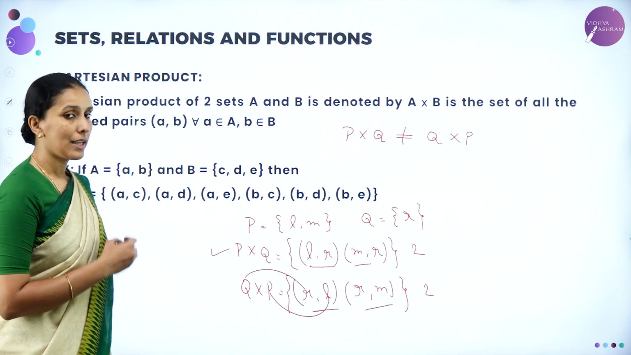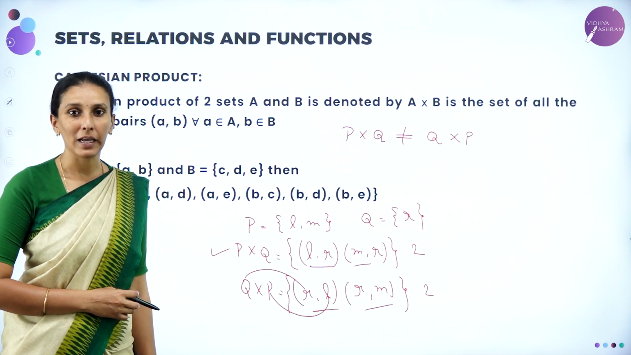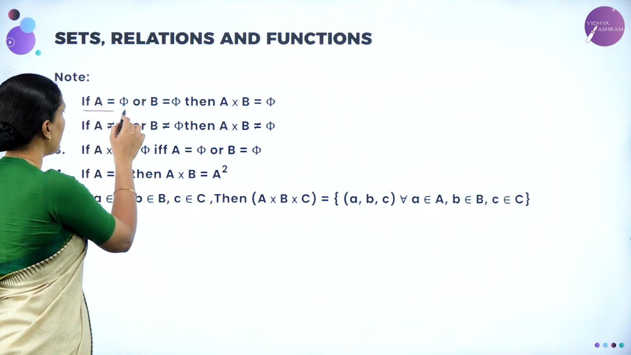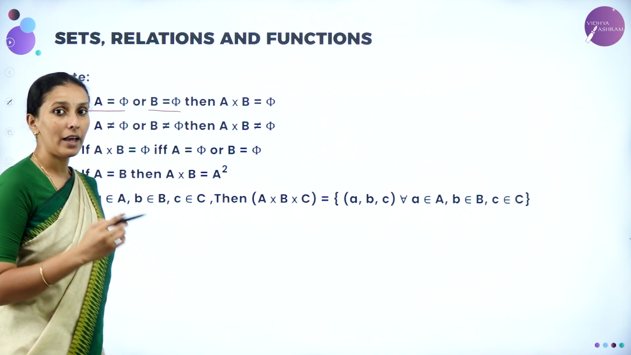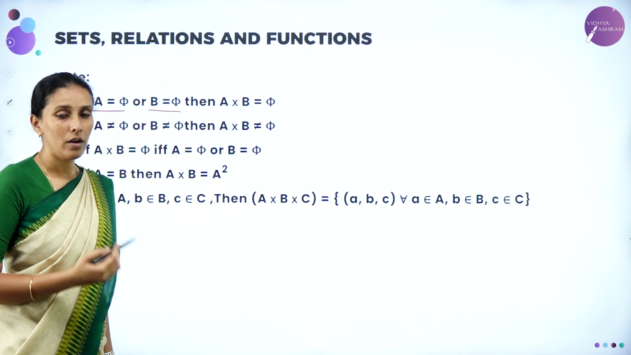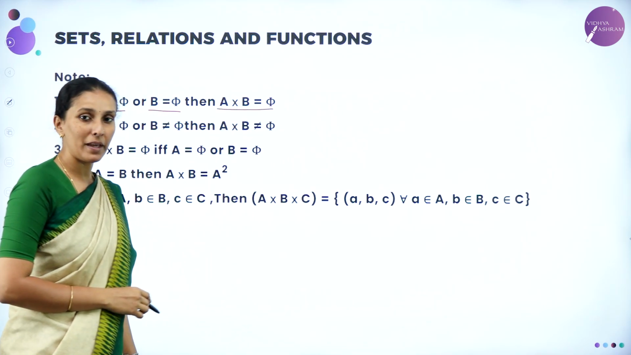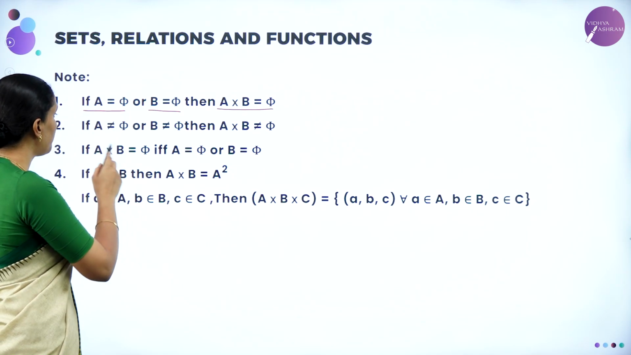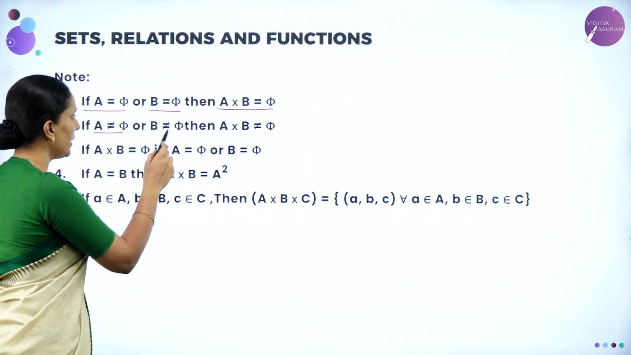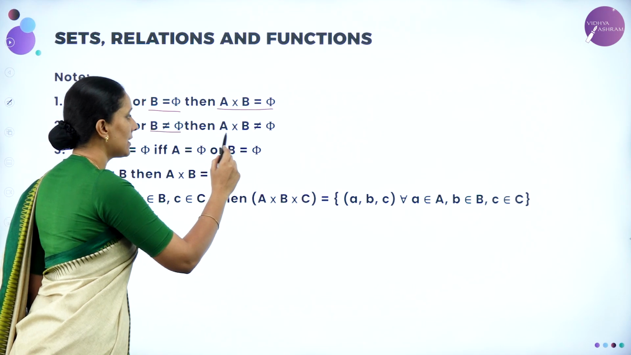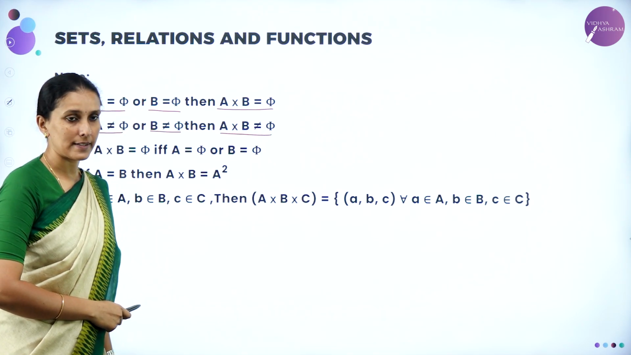Now, what happens if one of the sets becomes empty? If A is empty or B is empty, there are no elements to pair and write in the form of an ordered pair. So A cross B will be an empty set. If A is non-empty and B is non-empty, obviously A cross B is a non-empty set.